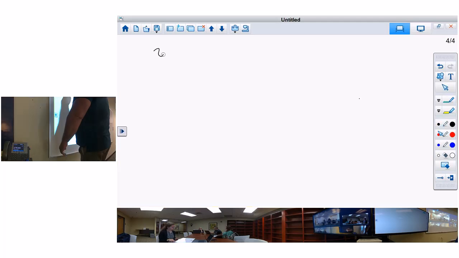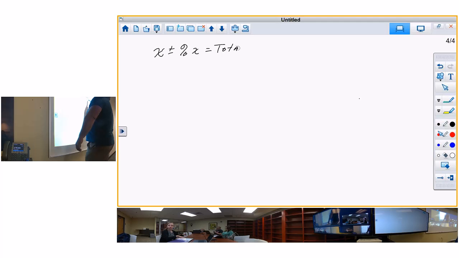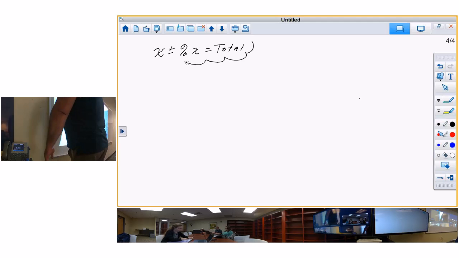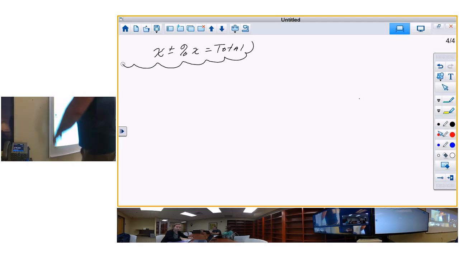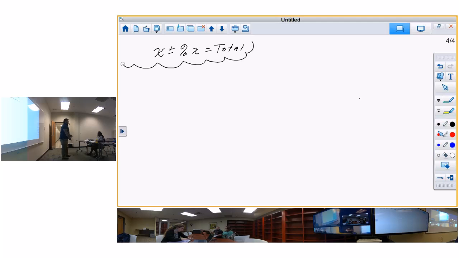X plus or minus percentage X is equal to the total. That's what I use. And remember, we talked about what the minus and the plus is. Plus is tips and taxes and anything, commission. Taxes are added.